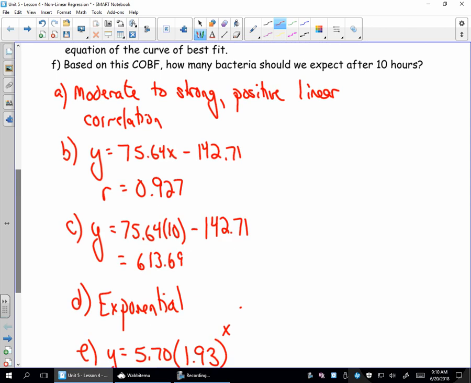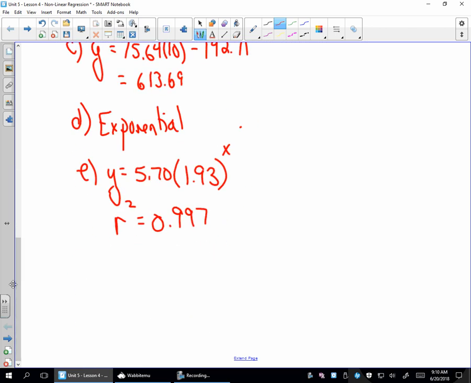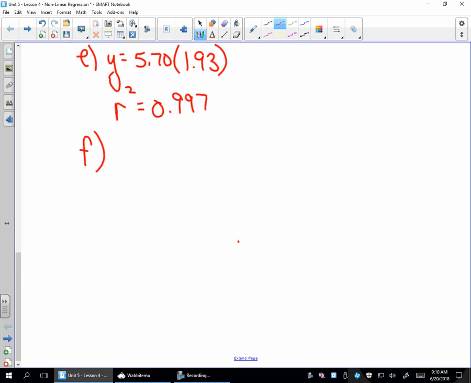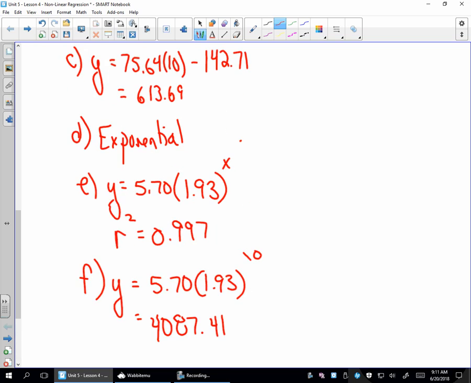And based on this new model, the curve of best fit, how many bacteria should we expect after 10 hours? So the same thing as part C, just using the better model, right? So let's give it a try. If we put 10 in for x, we get 4,087.41, which is a lot different than we had, 613, but probably somewhat more accurate.